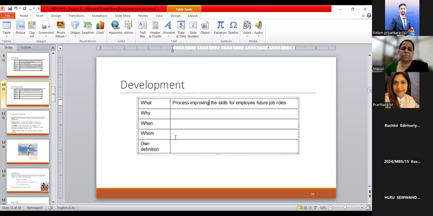So do we provide development? To whom are we providing development? Getting employees ready for future job roles. To whom? Everyone? No, not everyone. Then who? Tell me any answers.